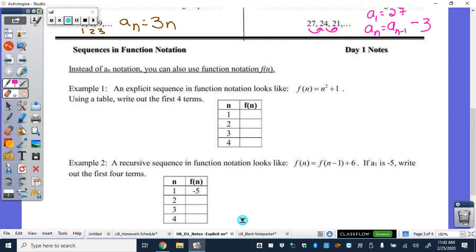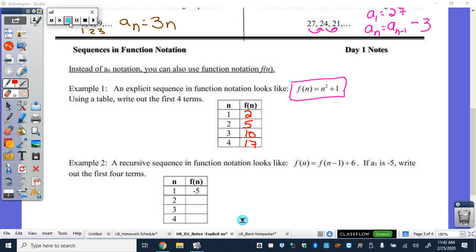So again, sequences can be written in function notation. It doesn't always have to be the a sub n stuff. So example 1, an explicit sequence in function notation can be written like this. F of n equals n squared plus 1. So using a table, write out the first 4 terms. So go ahead, figure out the first 4 terms of that sequence. All right, 2, 5, 10, 17. That's what we should get.